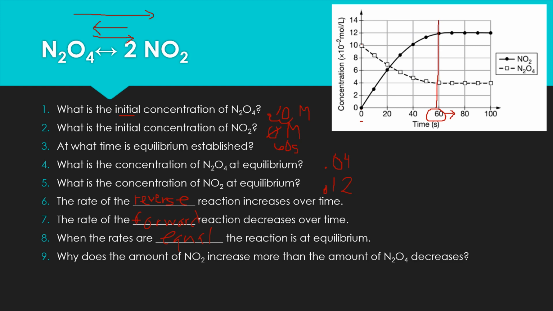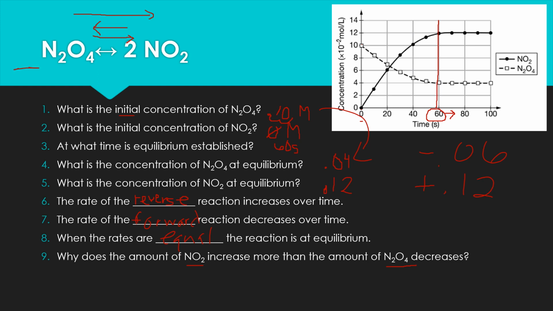So why does the amount of NO2 increase more than the amount of N2O4 decreases? So that's an interesting one. We can see that our N2O4 went from 0.10 and dropped to 0.04. So it lost 0.06. Okay, and our other one went from 0 to 0.12. So it gained 0.12. It gained twice as much as the other one lost. Well, why would that be? Well, we can look at our balanced reaction.